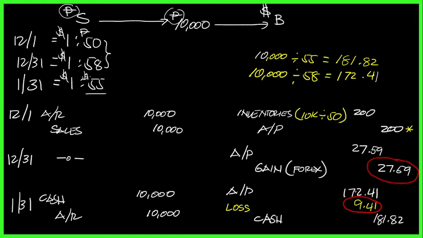If you combine the two, 27.59 versus 9.41, you will now have a net gain amounting to 27.59 minus 9.41. You will now have a net gain of 18.18. This is your total gain from the forex transaction. It's just that in year 1, you are going to record a gain of 27.59, and in year 2, you are going to record a loss of 9.41.